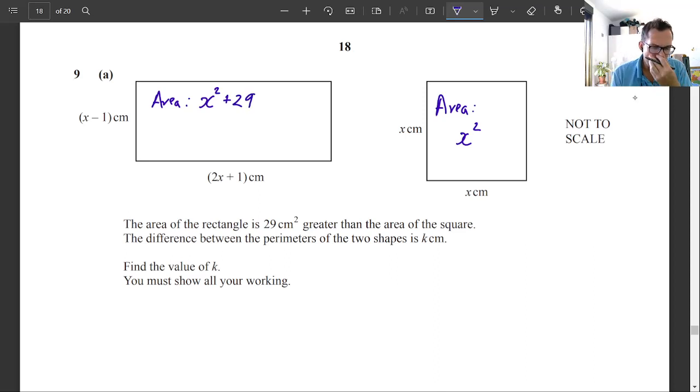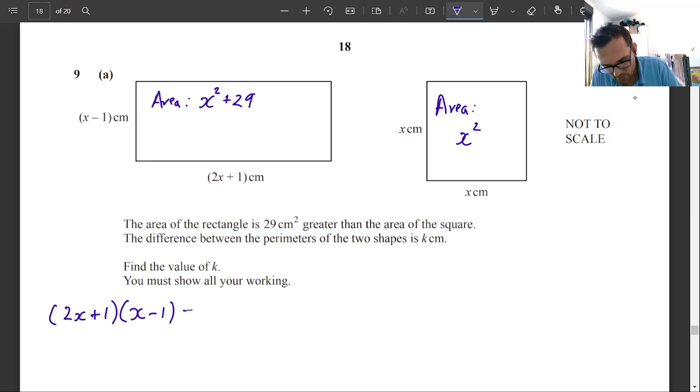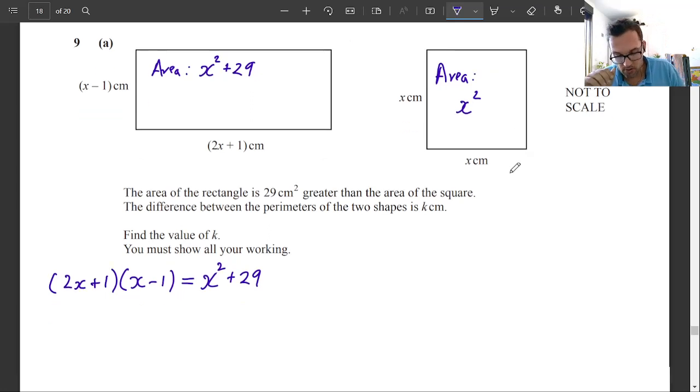But hey, there's another way to work out the area of the rectangle. Multiplying the length and the width together. So if I do the length, 2x plus 1, multiply it by the width, x minus 1, I will get the area of the rectangle, which we've just determined is x squared plus 29. Okay, good. I got an equation. I know how to do algebra. Let's fluff around with that.